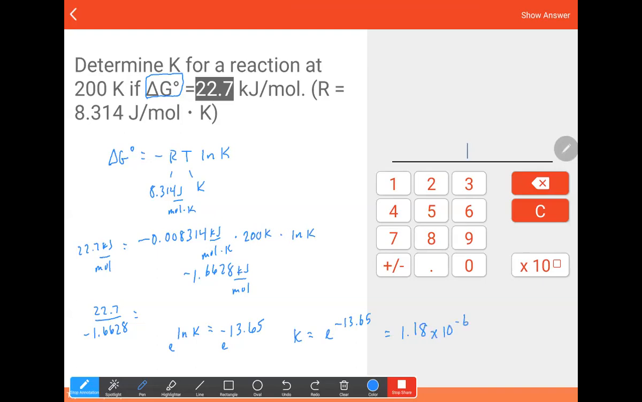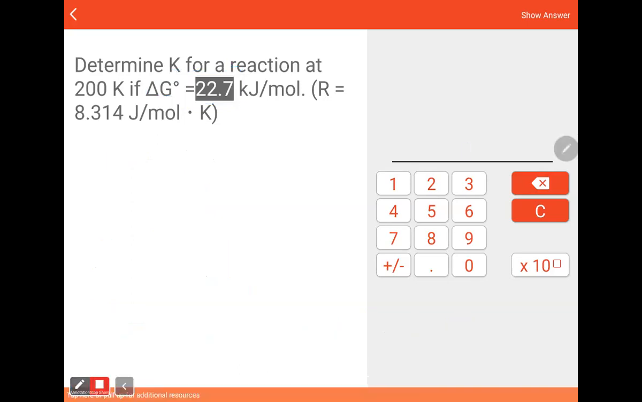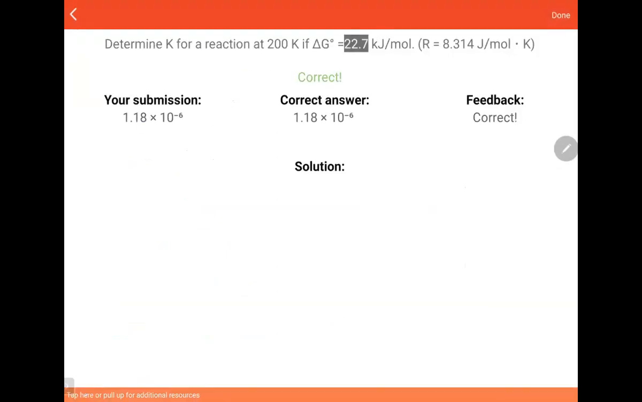Does this make sense? Yes, we have a delta G that is high in my example, and it's positive. Positive means it favors the reactants, which means we should have a K that's less than 1. So we should have a negative exponent for K, and we do with this 1.18 times 10 to the minus 6. There we go.